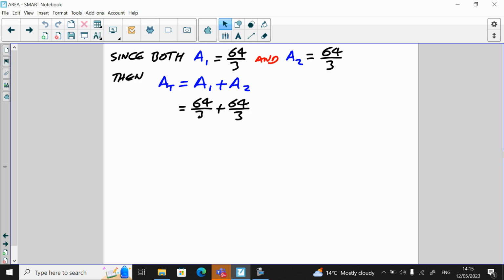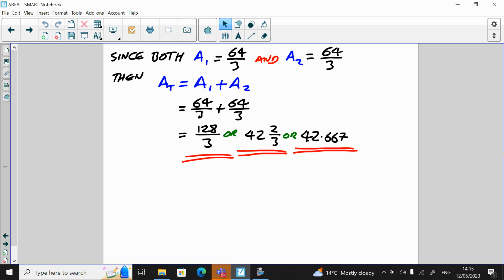Let's just add them as fractions, so 128 over 3, hopefully. Yep, that answer's fine. As I've stated previously, we don't have any context, it's just an area. Leave it as a fraction there, 128 over 3. Or you could write it as 42 and 2/3. Or if you want to decimalize it for whatever reason, there you go, 42.66. I've actually rounded it there.